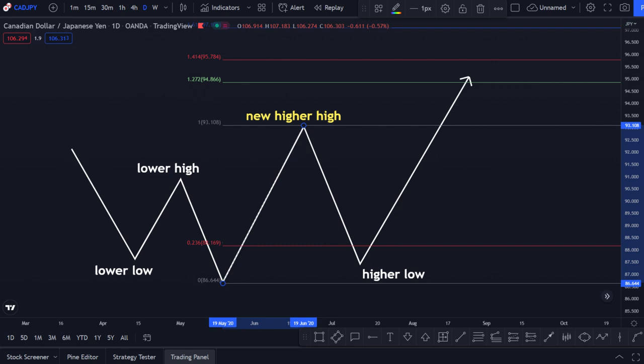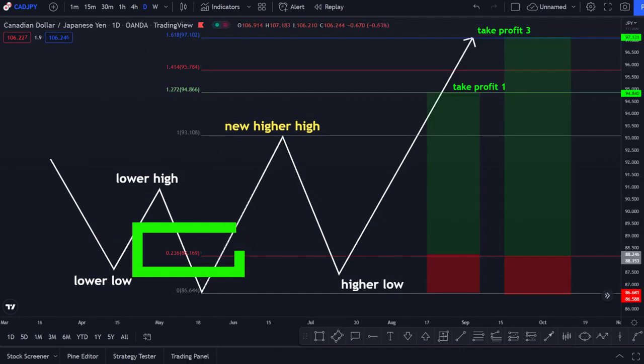Now moving on to entry and take profit. The entry will be at 0.2 of the Fibonacci and take profit will be at 1.2 as your first take profit. Then second and third will be at 1.4 and 1.6 of the Fibonacci. And those targets are acting as Fibonacci extensions.